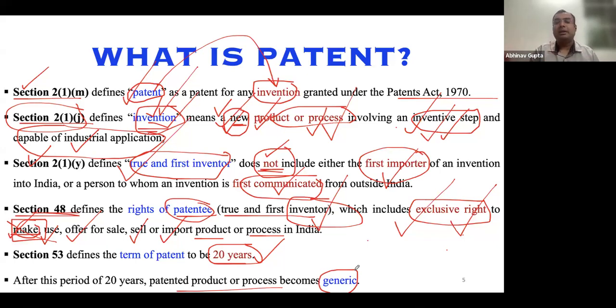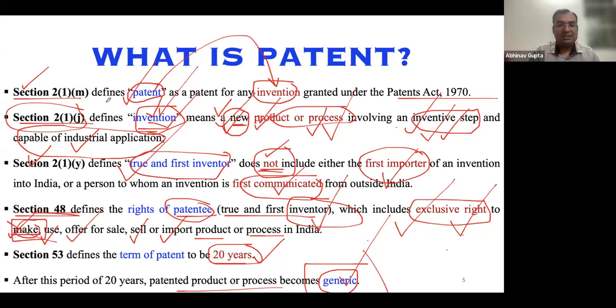Generic means which is accessible to one and all. Anyone in the public can use that good or manufacture that good or use that process without payment of any license fee. Okay, so this is something which you have to understand. So it becomes generic. There is no exclusivity which is available to you after 20 years.